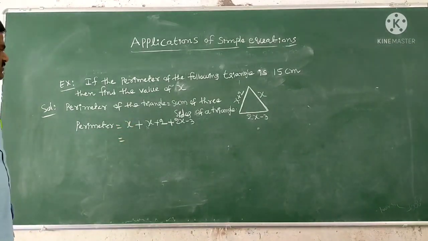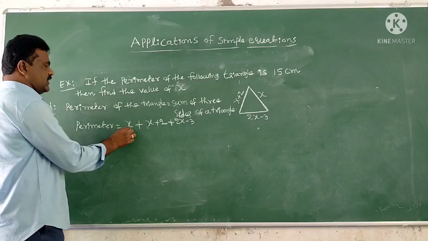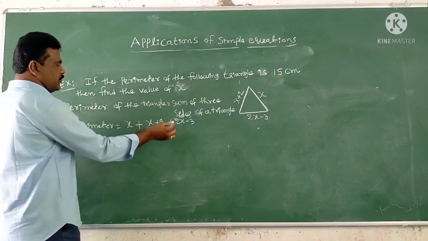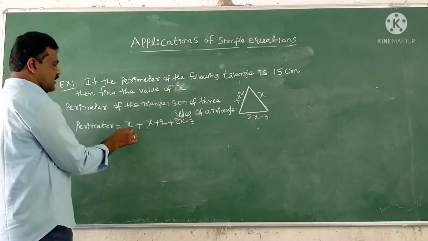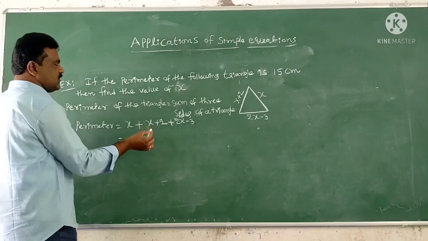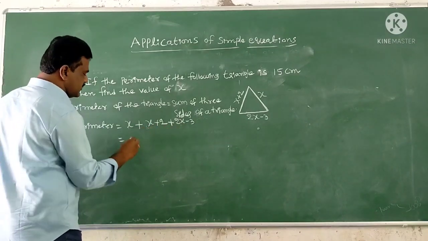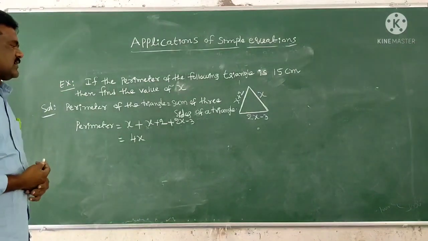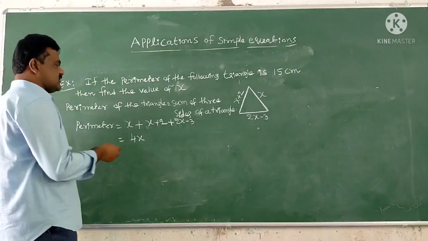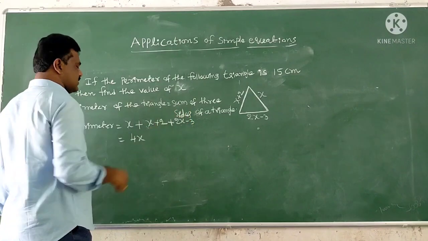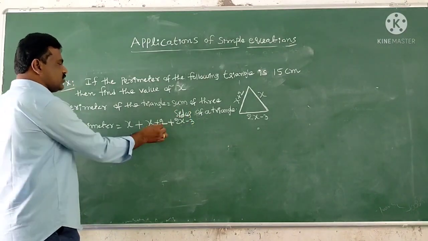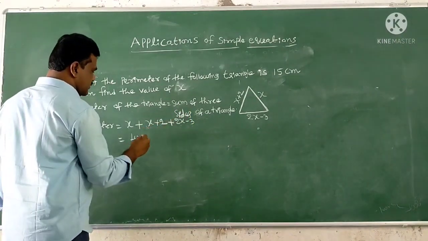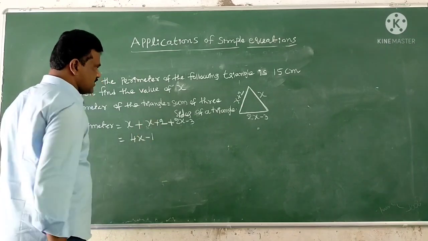Add the like terms. First x plus x plus 2x. x plus x is 2x, 2x plus 2x is 4x. Next, add the constants. What are the constants? Plus 2 minus 3 is equal to minus 1.